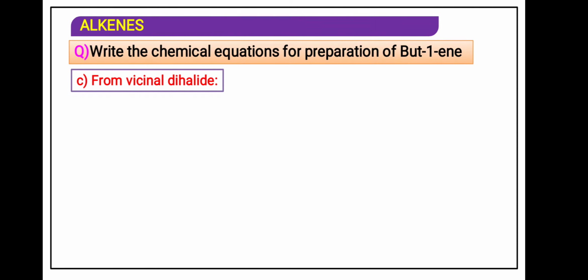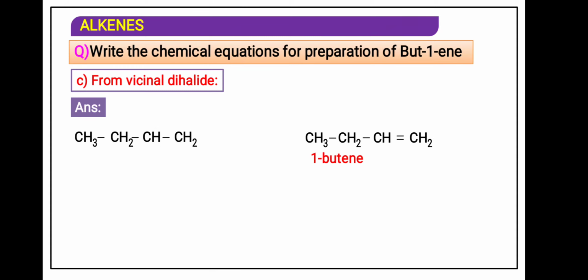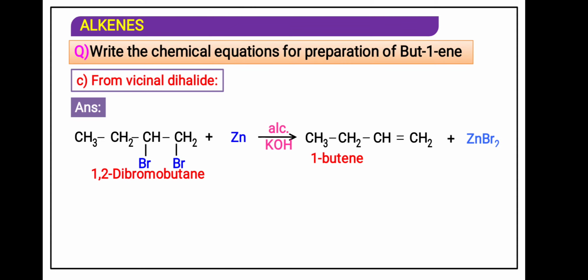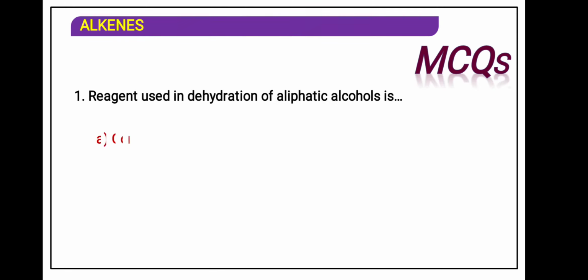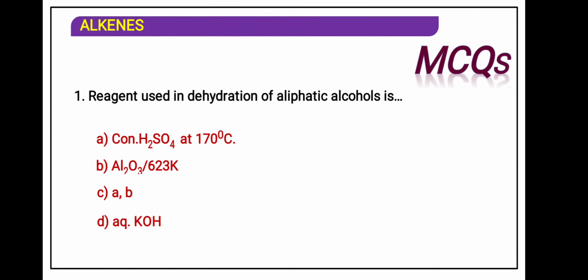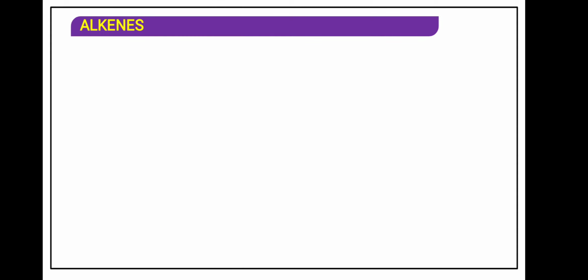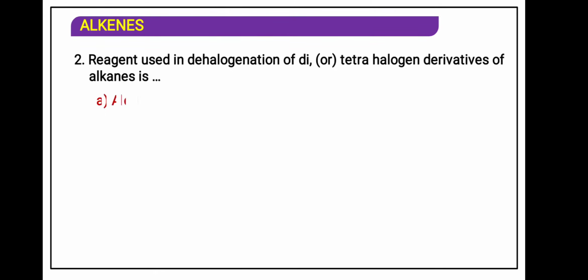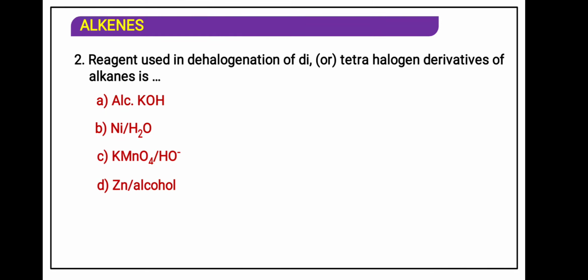Again, another method is from a vicinal dihalide, where we can add zinc and alcohol. Dehydration of aliphatic alcohol, both A and B we can use. Dehalogenation of di or tetrahalogen derivatives, zinc and alcohol.